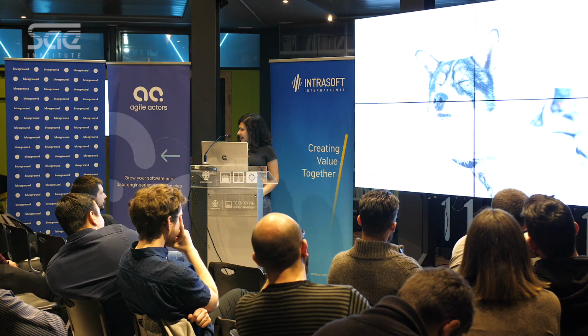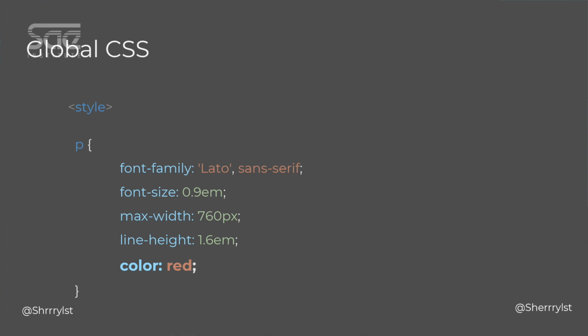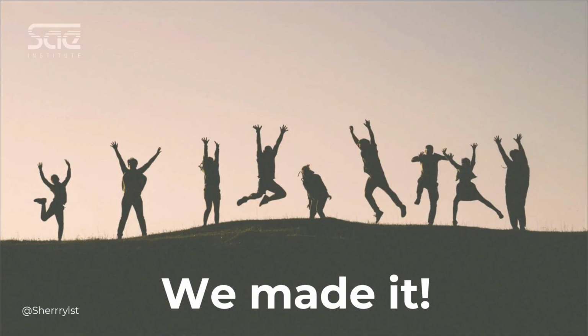So the dog is also happy, relieved, because if we do the same thing with red, then only the paragraph on top is red. So our custom element is totally encapsulated. Ta-da, we did it. Now we all created a web component together.